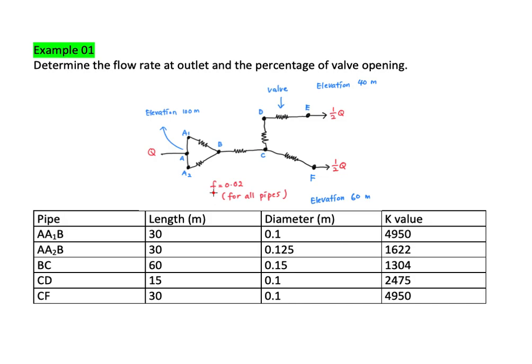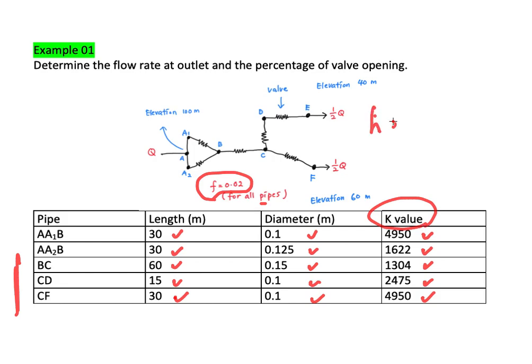Then it was given that the value of F here is 0.02 for all pipes. And then the details for the pipes are given here. The pipe A1B is 30 meters, and the other pipes are 30 meters, 60, 15, and 30. And this is the diameter of each pipe, and this is the value of K. Please make sure that you understand the K value here: the losses are equal to K Q square. The Q here is calculated and shown in this table.